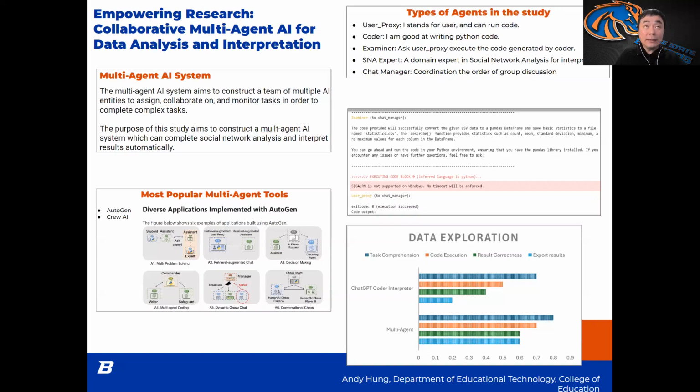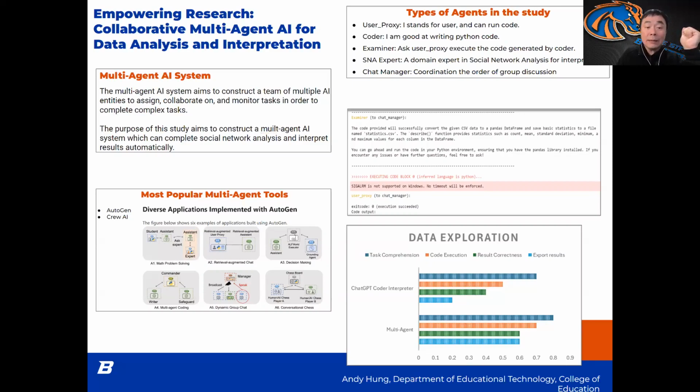The slide contains a screenshot of the collaboration process in Jupyter Notebook. So basically, these agents collaborate with each other through group discussions. For example, the coder will generate a Python code based on the task goals. And the user proxy will execute the Python code and examine whether the results align with the original task goals. If the results fail to align with the goals or the execution fails, then the user proxy will return the error messages back to the coder, and the coder will revise the code and repeat the process.